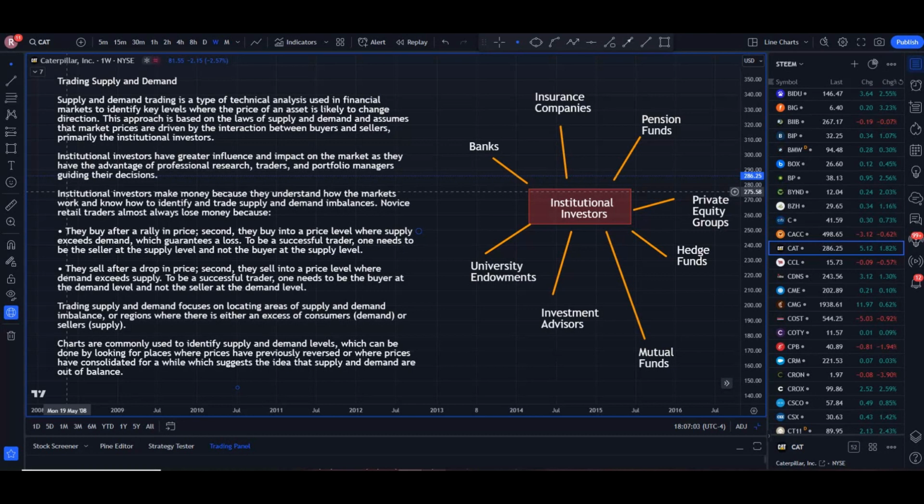Trading supply and demand focuses on locating areas of supply and demand imbalances, or regions where there is either an excess of consumers' demand or sellers' supply. Price charts are commonly used to identify supply and demand levels, which can be done by looking for prices where prices have previously reversed or where prices have consolidated for a while, which suggests that supply and demand are out of balance. Keyword, out of balance.